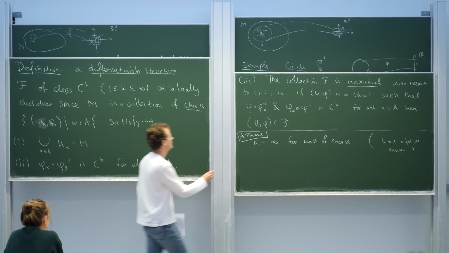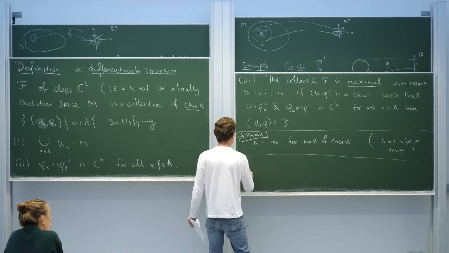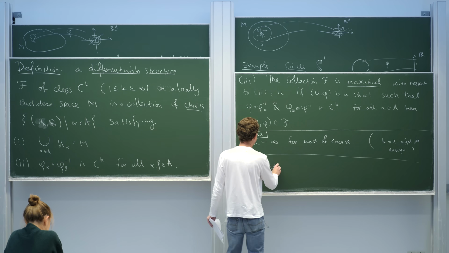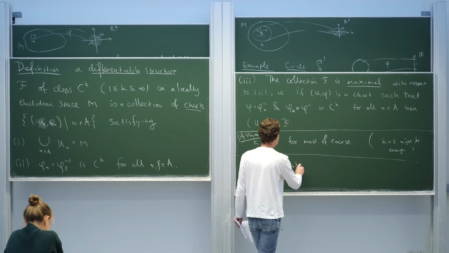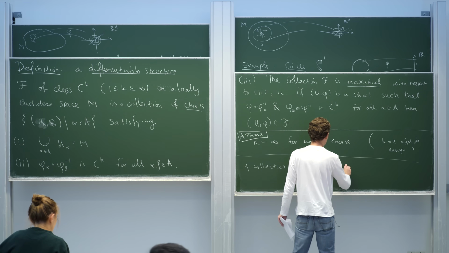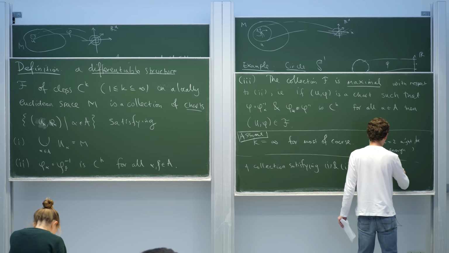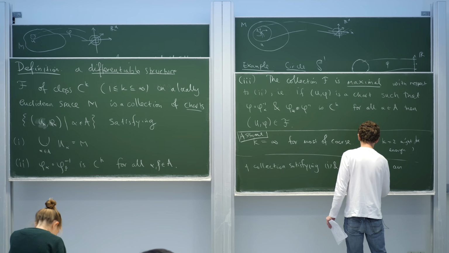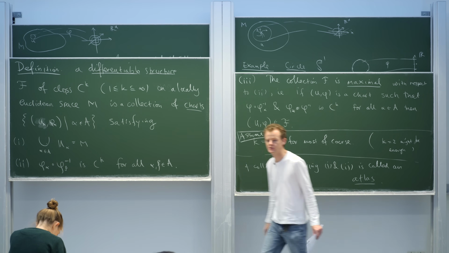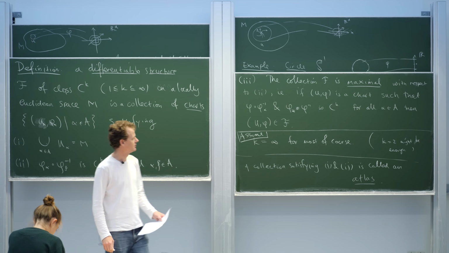All right, another piece of terminology. A collection of charts obeying 1 and 2, that's right, isn't it? Yeah. It's called an atlas.